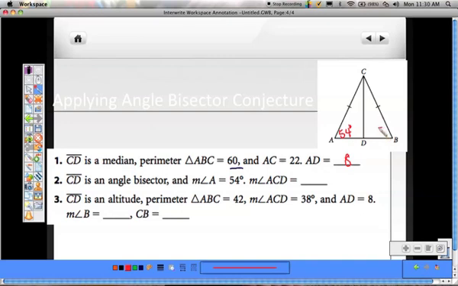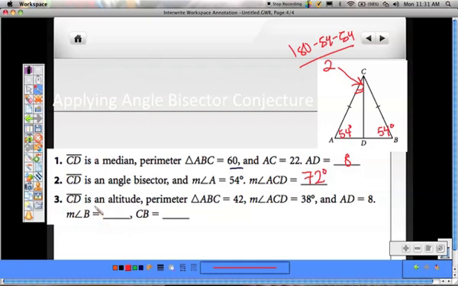Well, if that's 54, this is 54, it's isosceles. So this angle will be 180 minus 54 minus 54. And then ACD is half the angle, so we'll divide it by 2. So that would give us 72 degrees if you work this out.